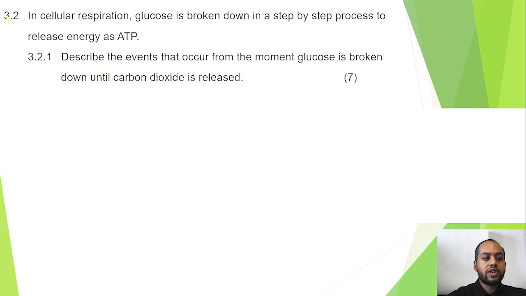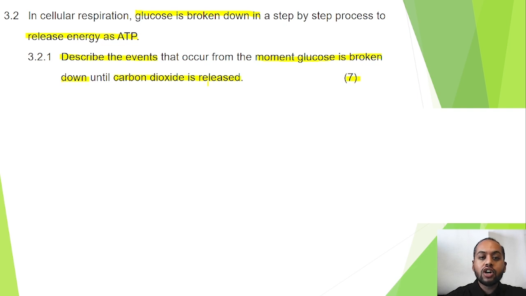The next question, 3.2, states in cellular respiration, glucose is broken down in a step-by-step process to release energy as ATP. So firstly, in 3.2.1, we are describing the events that occur from the moment glucose is broken down until carbon dioxide is released, for 7 marks. What are we actually looking at here? We're describing the events of cellular respiration from the moment glucose is broken down until carbon dioxide is released.